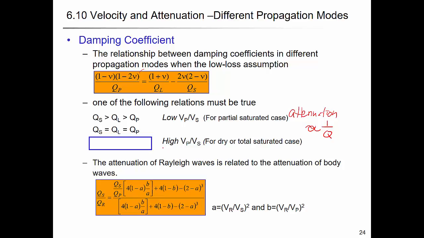And in the case of the high Vp over Vs material, for example, if it's fully saturated, then it's going to be the other way. So 1/Qp, the P wave attenuation, is the smallest one, and the S wave attenuation is the largest one. And the Rayleigh wave attenuation can also be related to the attenuation of the body wave mathematically using elasticity.